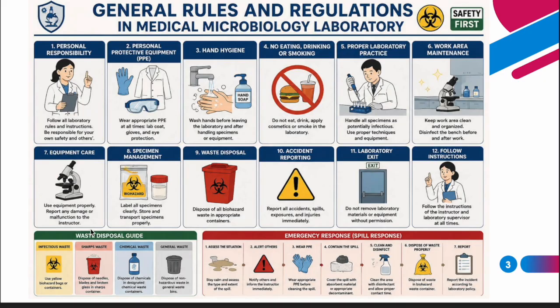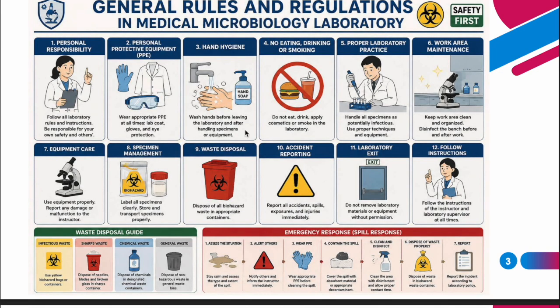Seventh, equipment care. If any equipment has been damaged or has any malfunction, you need to report to Ajahn, the instructors or any staff. Eighth, specimen management. You will have many containers, like plastic bags or plastic containers, so you need to know which one to use, and it also has to be labeled.